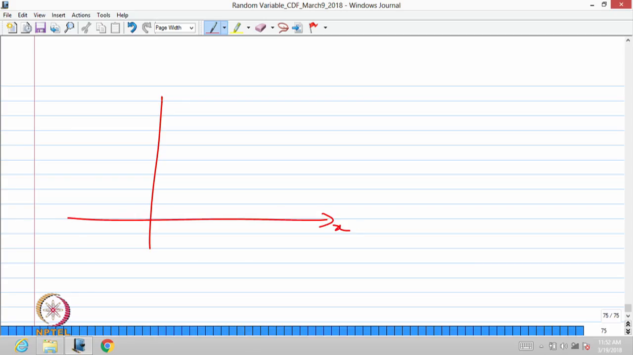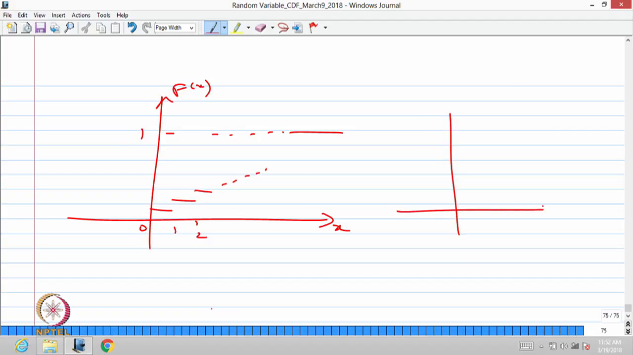One can draw the CDF for this Poisson distribution. X takes the value 0, it has a jump. At x equal to 1, it has another jump. At x equal to 2, it has another jump, and so on, countably infinite jumps. It touches 1 at infinity.